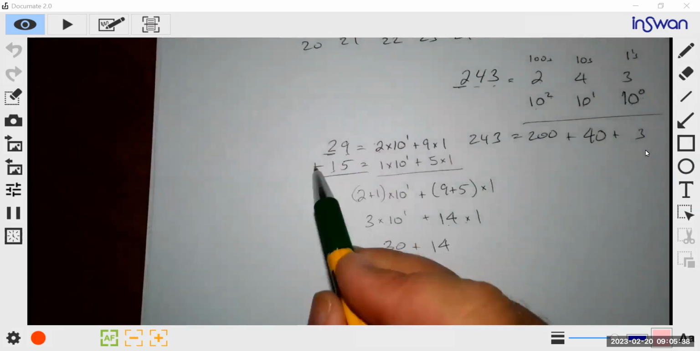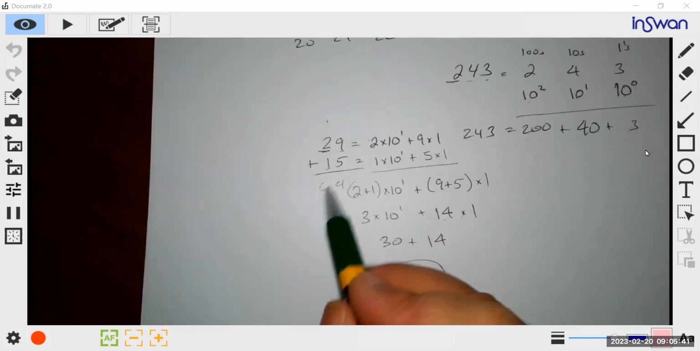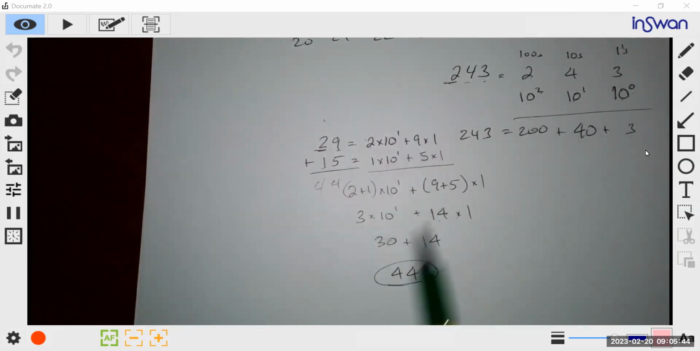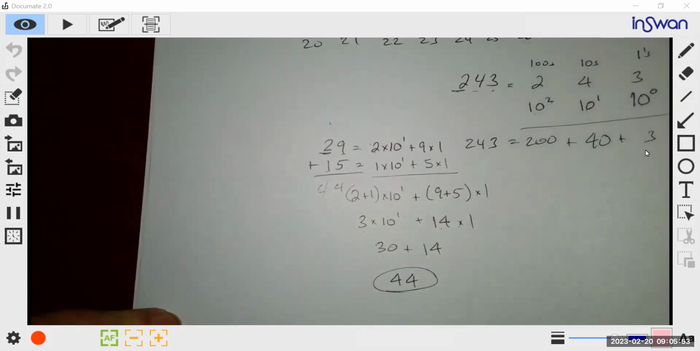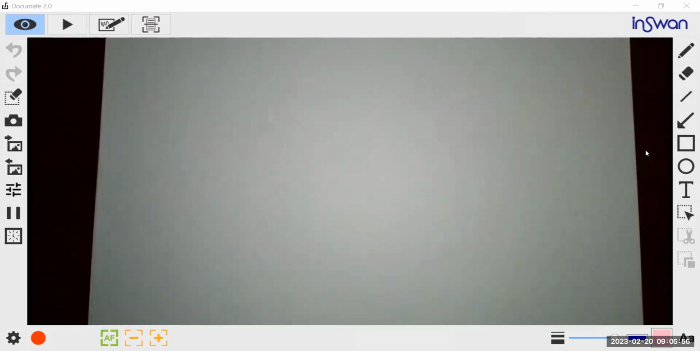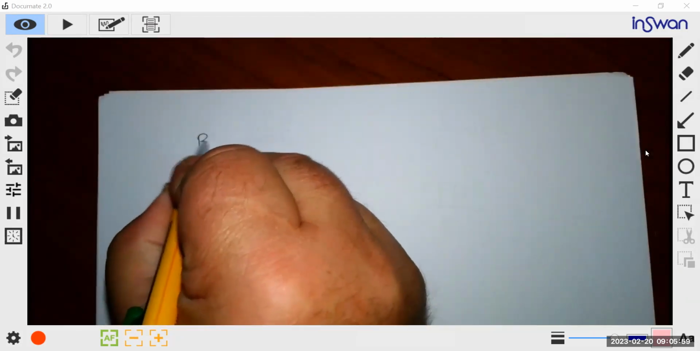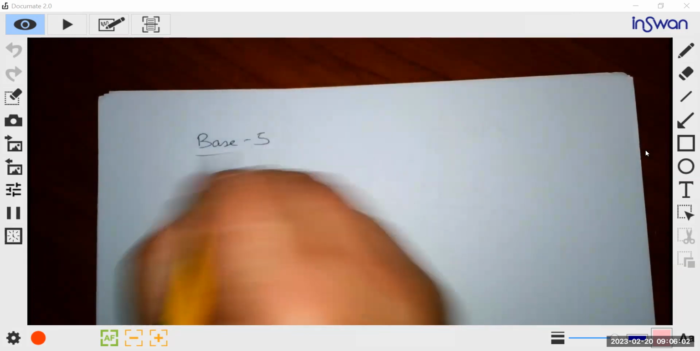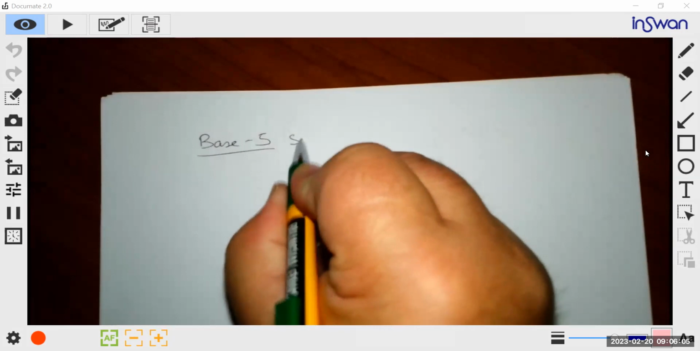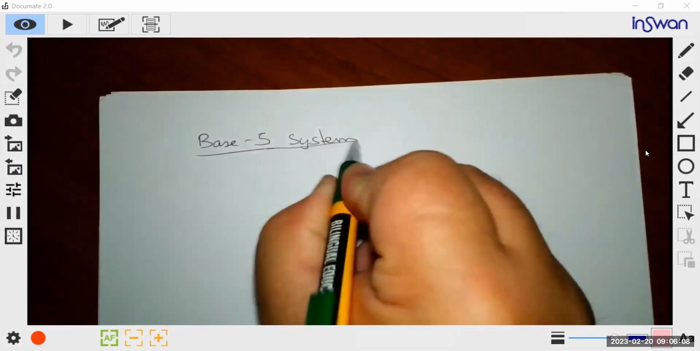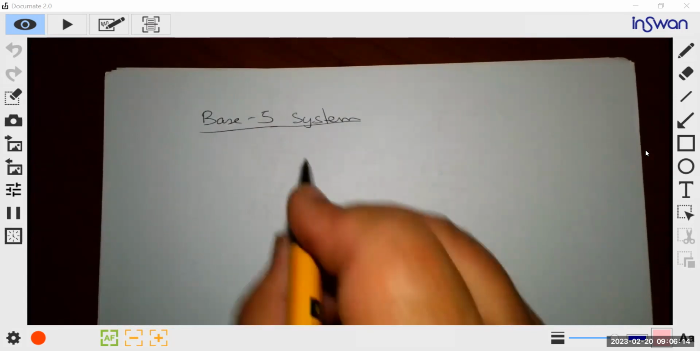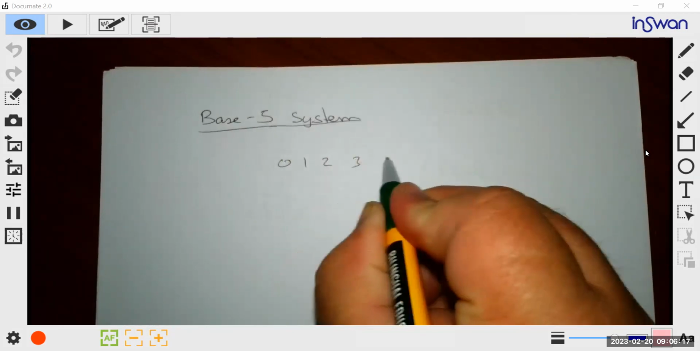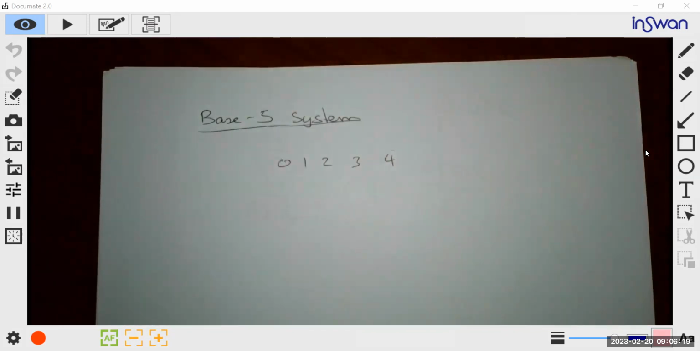But what we've done here is 9 plus 5 is 14, carry the 1. This is what happens in number systems. So let's look at a base 5 number system. In a base 5 system, what numbers can we use? 0, 1 through 4. It's always one less than the base.